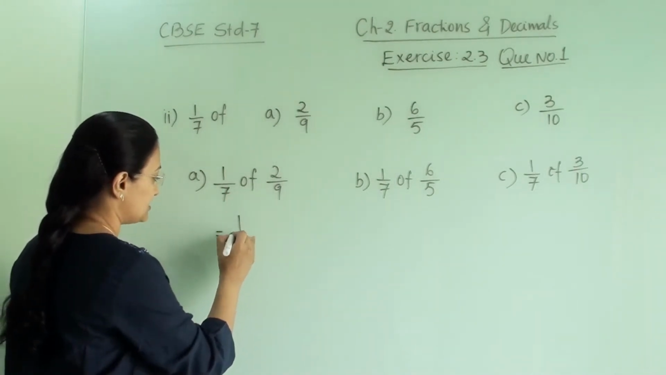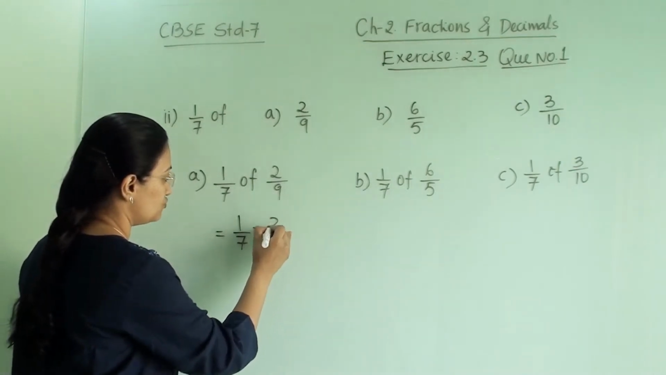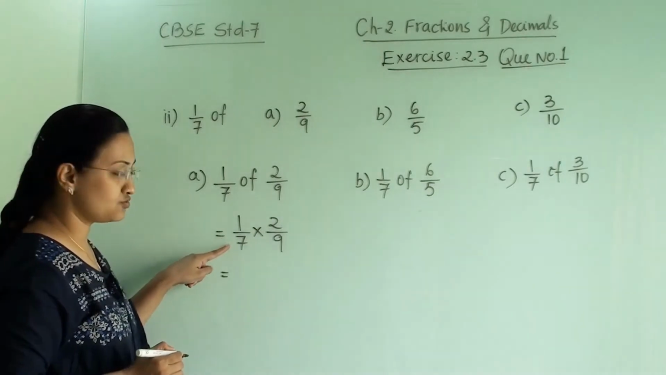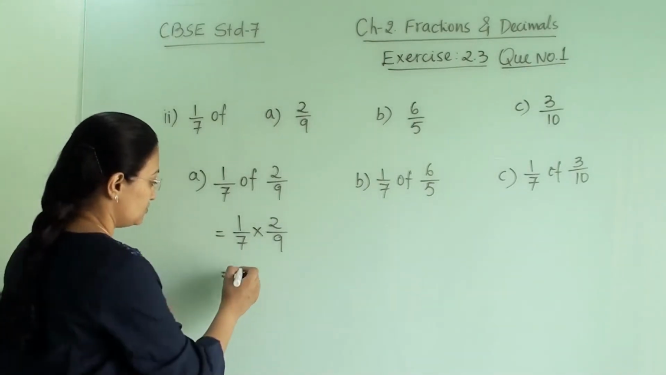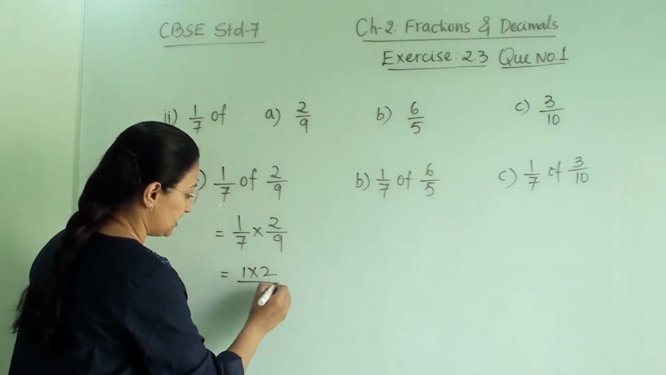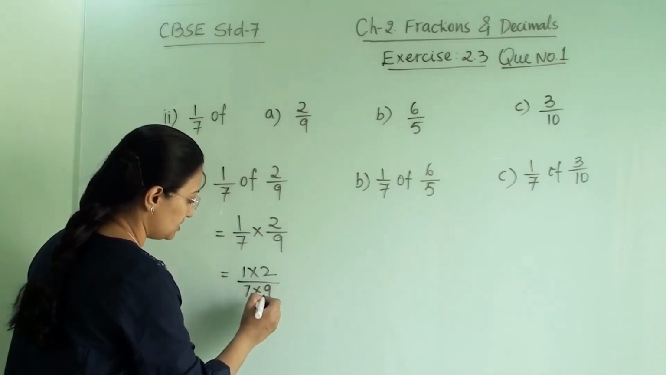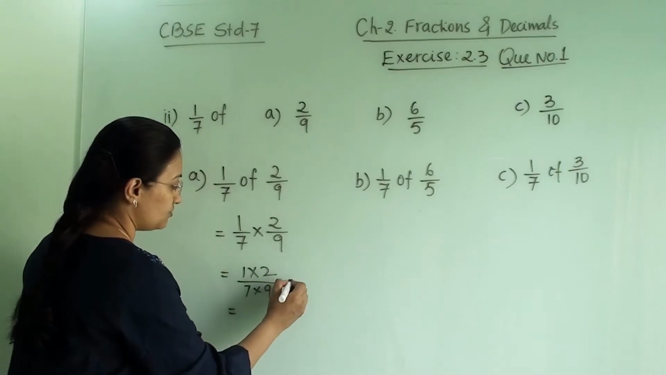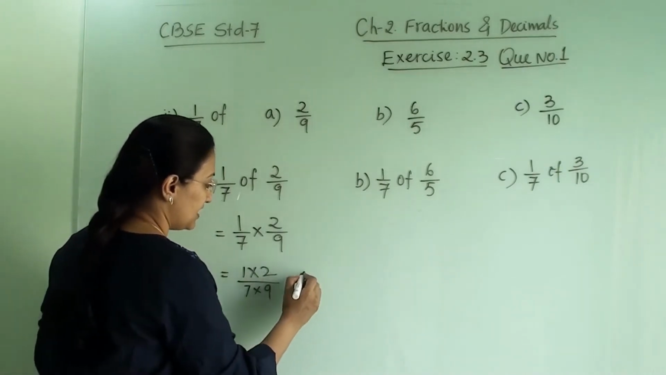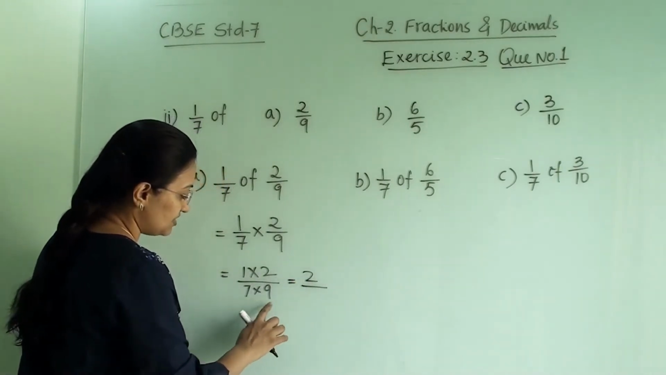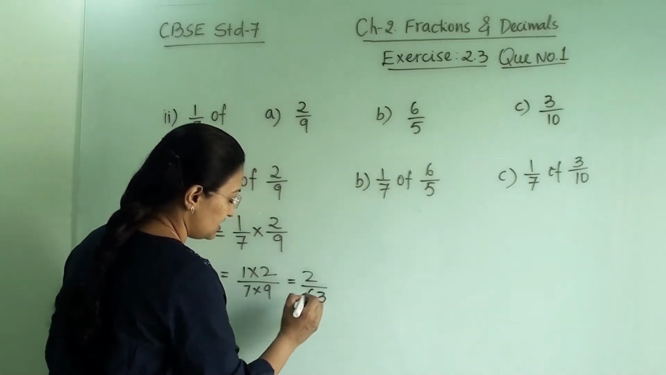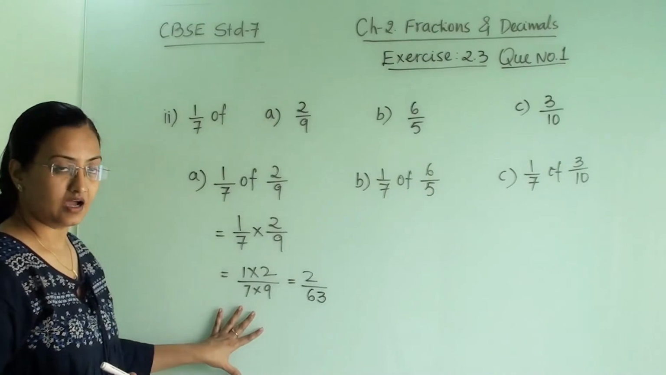So here let us write this, 1 by 7 into 2 by 9. Now let us check, can we reduce it to the lowest term? No. So this is going to be our multiplication, numerator with numerator and denominator with denominator. So 2 into 1, here we will get 2, and 7 into 9, 7 nines are 63. So this is going to be our answer.